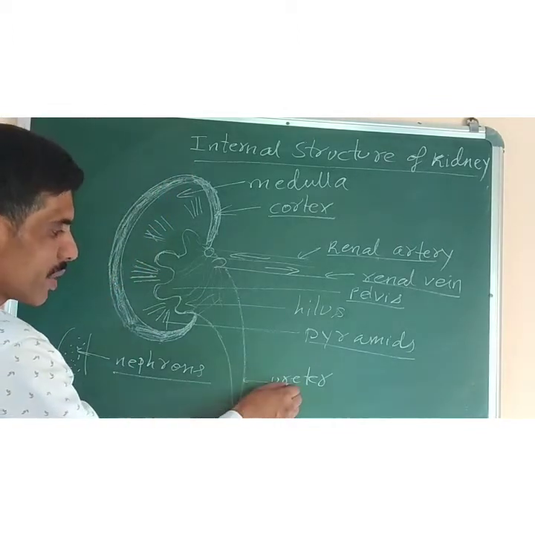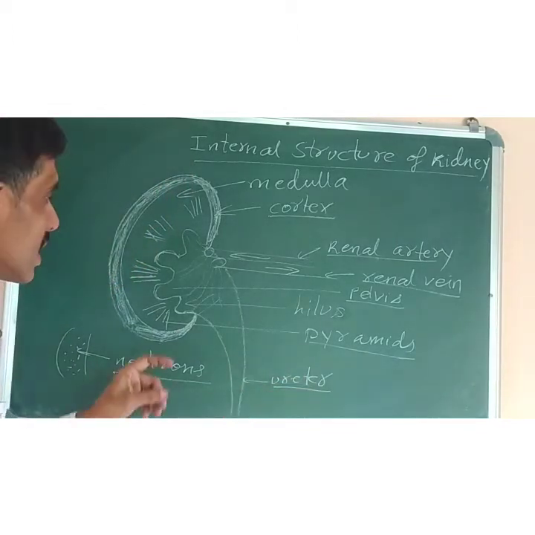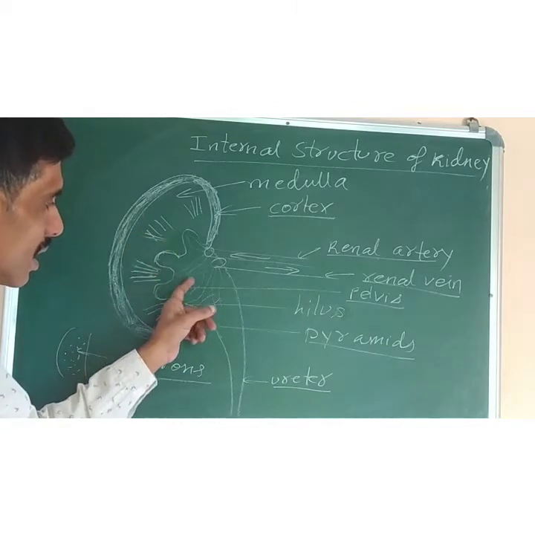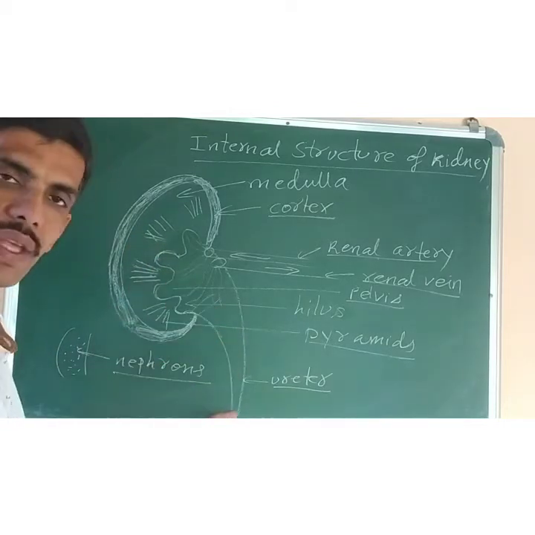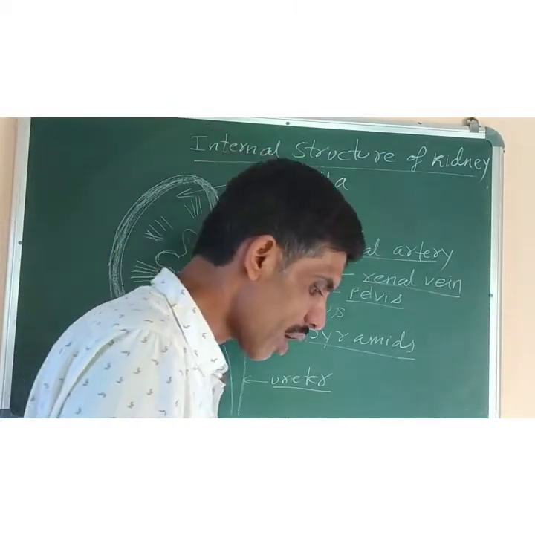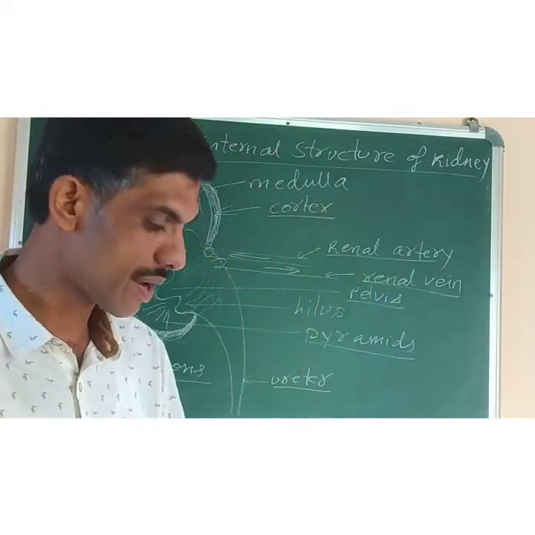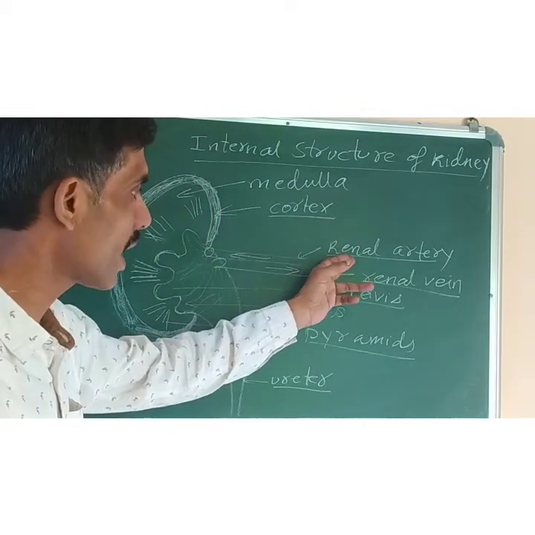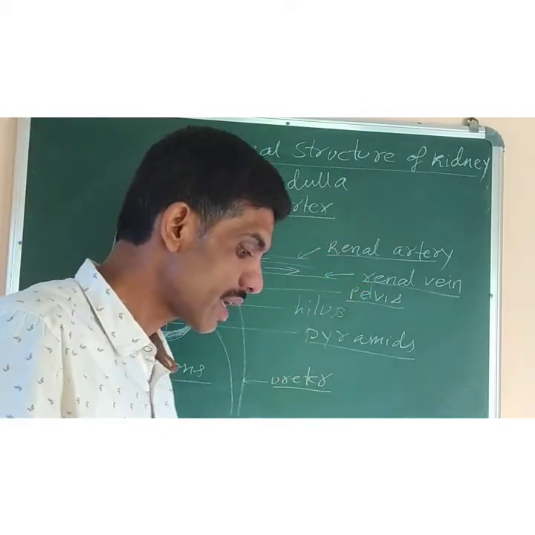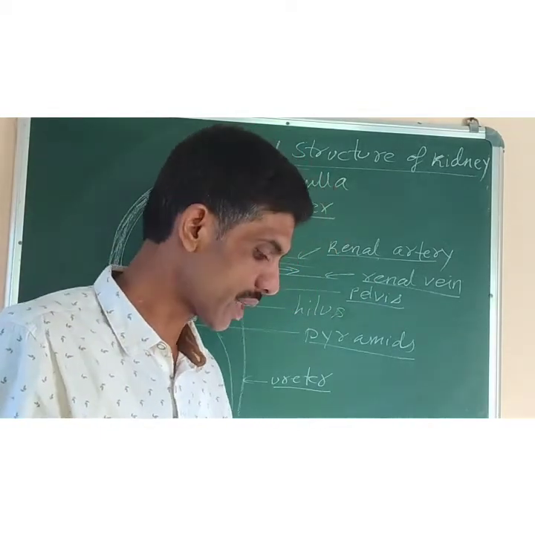Now this one is the ureter, you know very well what its function is. The ureter will carry the filtered blood, that is urine, from the kidney to the urinary bladder. Alright. Now next, what are the renal artery and renal vein? The kidney has a rich supply of blood through the renal artery, and the renal vein is the one which carries blood away from the kidney.